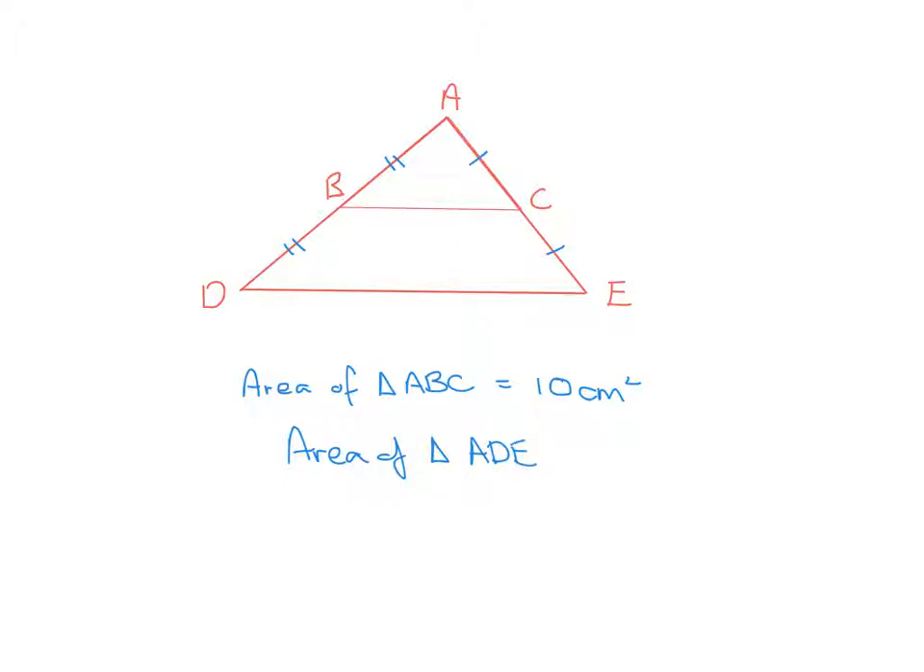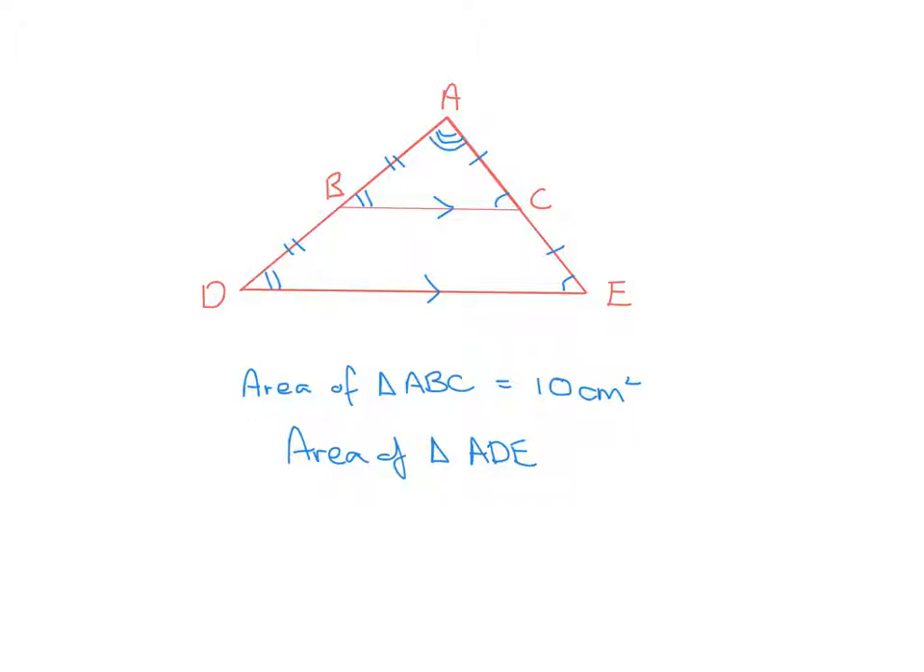So if we look at these two figures, we know that triangle ABC and triangle ADE are similar because the angles are all equal, because C and B are midpoints of AE and AD. Therefore, these two lines will be parallel. Therefore, this angle will equal that one by corresponding angles. This one will equal that one by corresponding angles, and this angle up here is a shared angle. Therefore, we've got three angles the same.